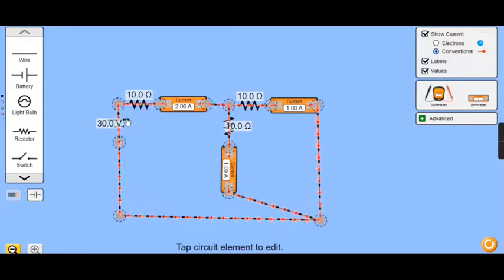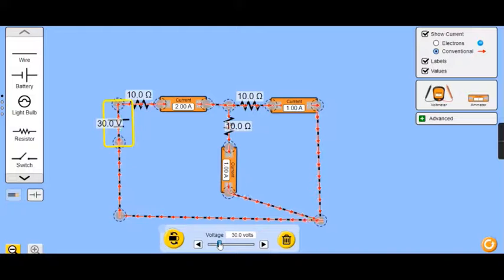For the second case, you can increase the voltage value to 60 volts. Even now if you see, it is 4 ampere, 2 plus 2 we will get 4 ampere. Since all the resistances are equal, the current is dividing equally.